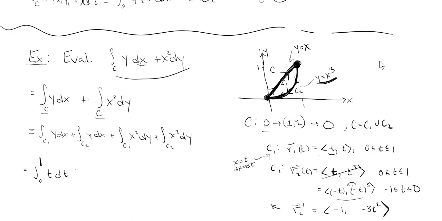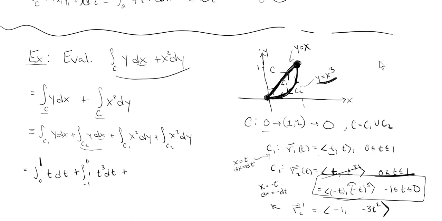Okay. On c2 here, we did away with this, we're going with this parameterization. We know we're going from negative 1 to 0, and our y value here is negative t cubed. dx, again, since x equals negative t, it's easy to get dx. It's negative dt. Negative flips that to a positive, t cubed dt.